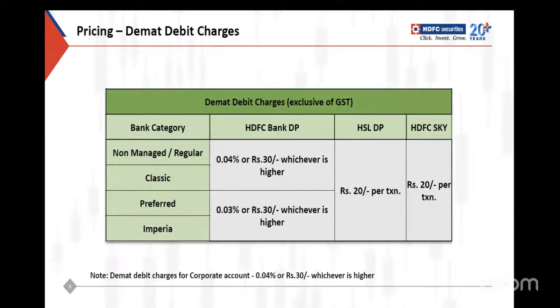Talking about demat debit charges. If you have an HDFC Bank DP, and if you come in the regular and classic category, then it is 0.04% or 30 rupees, whichever is higher. If you come in the preferred or Imperia category, then it is 0.03% or 30 rupees, whichever is higher. That is the demat debit charges. If your depository participant is HSL, then it is 20 rupees per transaction. If it is Sky, then it is the same 20 rupees per transaction. Again, for demat debit charges for a corporate account, it is 0.04% or 30 rupees, whichever is higher. So these are all the demat debit charges, just to give you an understanding of what exactly the charges are and how they work.